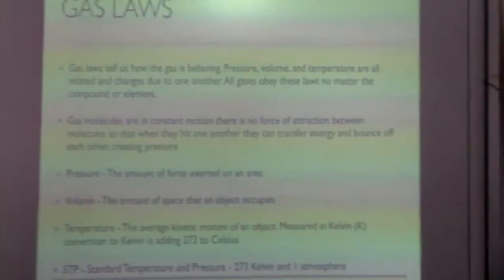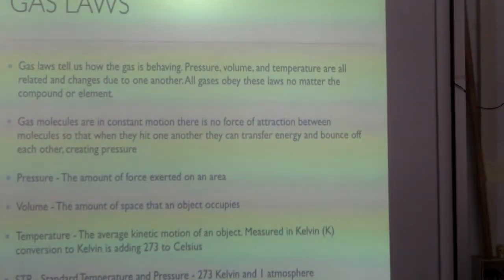Alrighty, today we're talking about gas laws, the three gas laws and then the combined gas law. The reason we study gas laws is to see how a gas is behaving, and within that we're looking at the pressure, volume, and temperature.